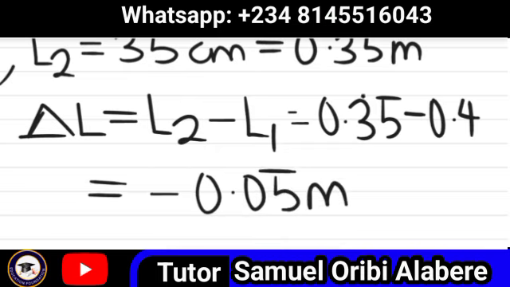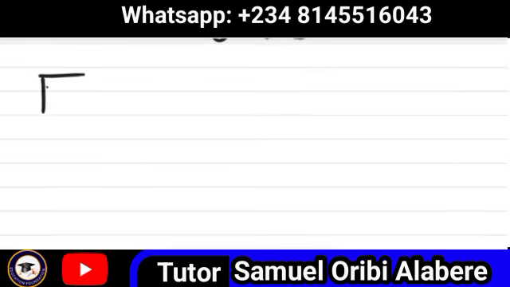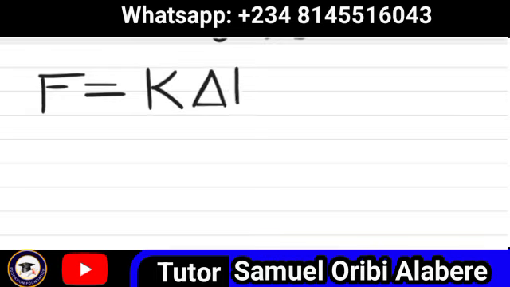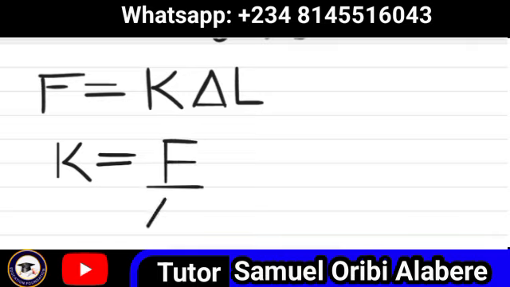So now the next thing we are expected to do here is to find the spring constant of the spring. In order to do that, we are going to make use of Hooke's law, which states that force is equals to the product of the spring constant multiplied by the change in length, which is delta L here. So therefore, if I were to change the subject of the formula, the spring constant would then be equals to force all over delta L.